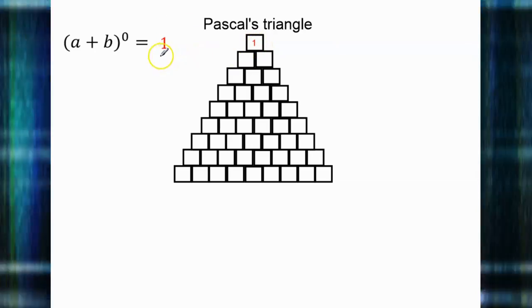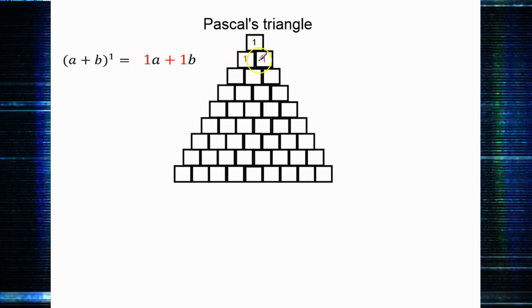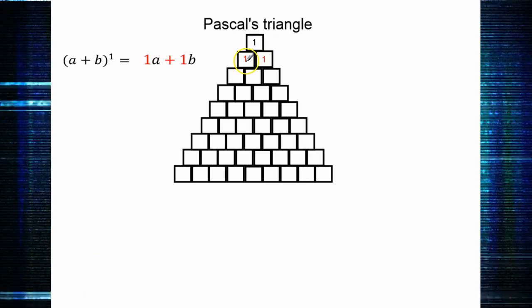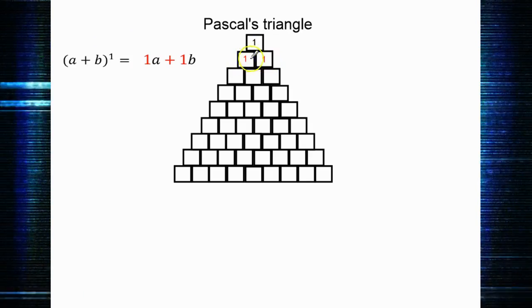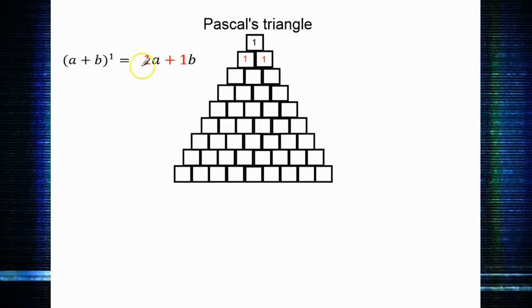Notice that it's the same answer that we got for doing a plus b to the 0 power. The next row of Pascal's triangle is going to have a 1 and a 1. And this is exactly the same as what we had when we did a plus b to the first power.